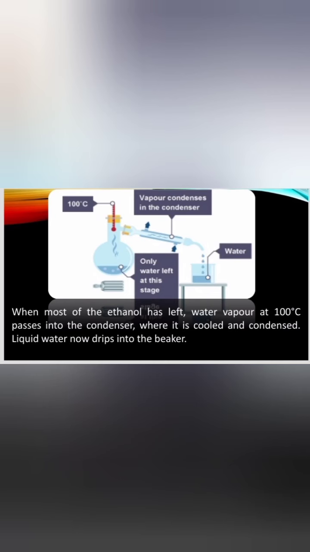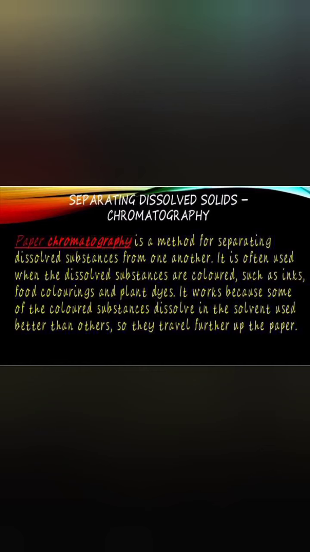Thus, as you can see in the picture, the water is one of the liquids in the mixture, and the other liquid is the ethanol. And lastly, separating dissolved solids, and the method is chromatography. And one here is paper chromatography.